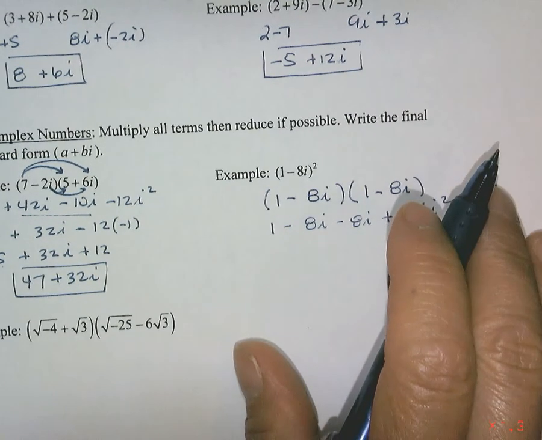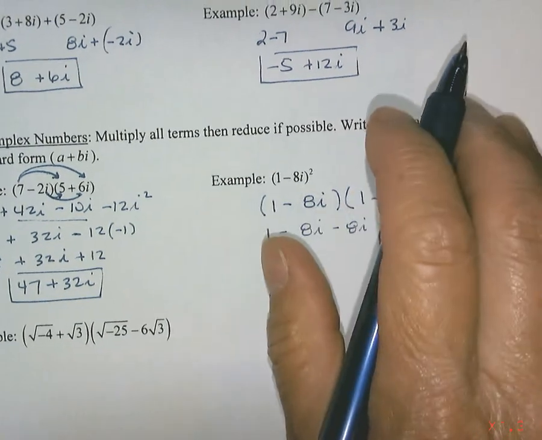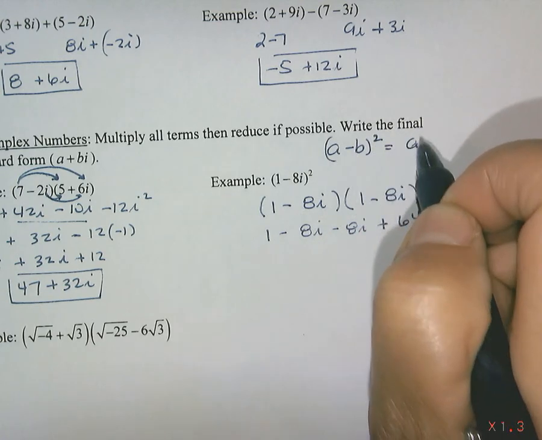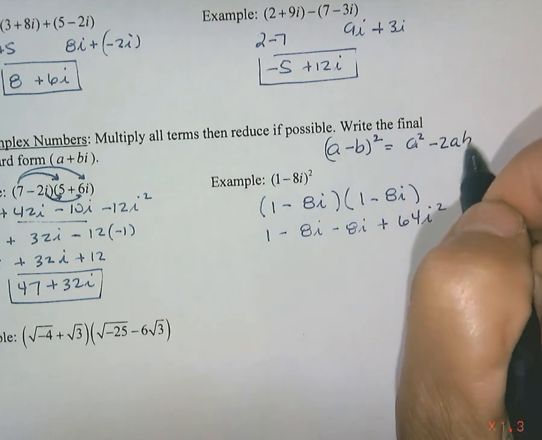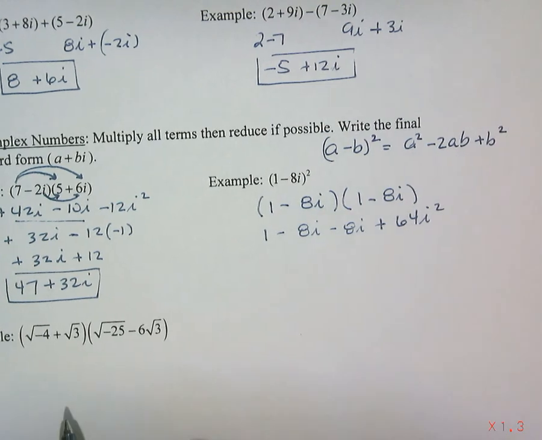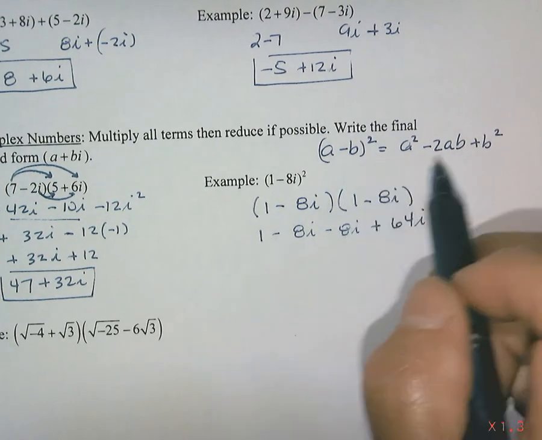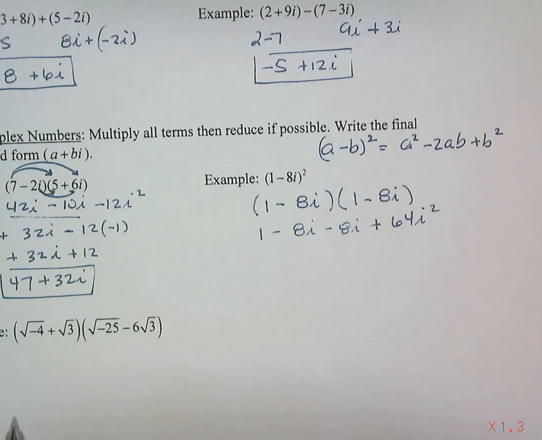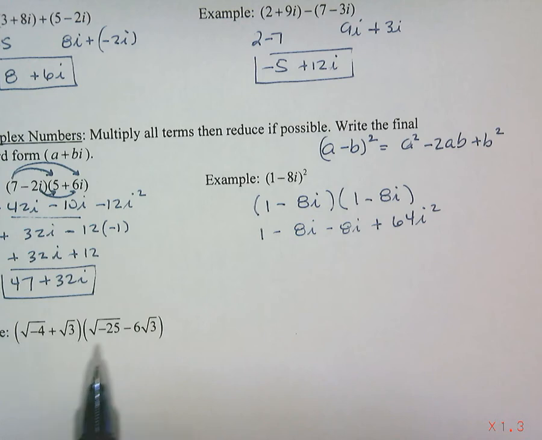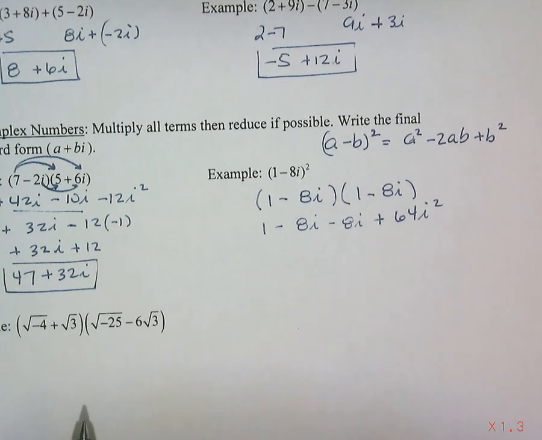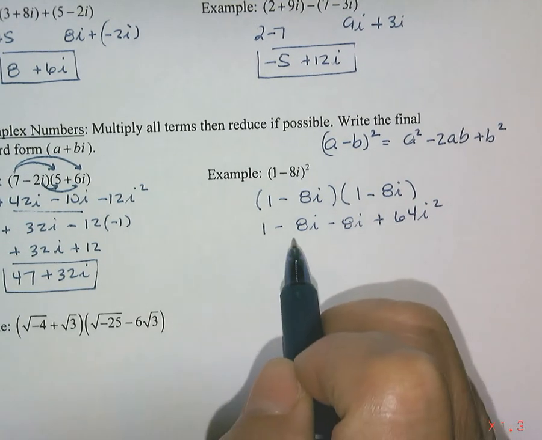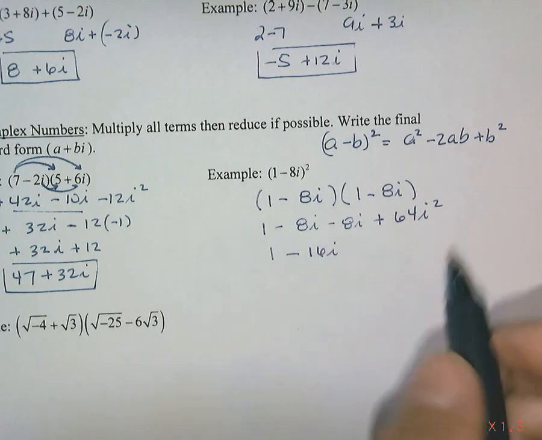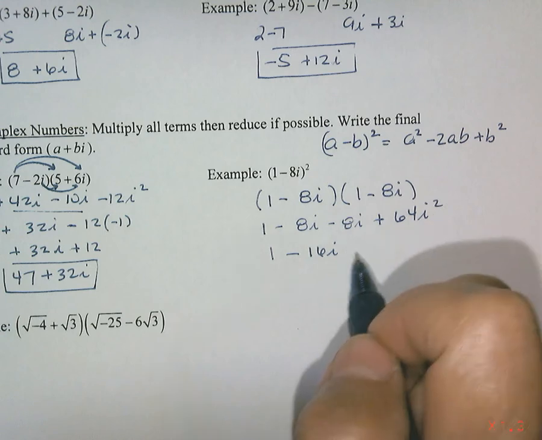In mathematical terms, you can see a minus b squared is going to equal a squared minus 2ab plus b squared. This is a perfect square trinomial, and we'll talk about this later. In math, there's a lot of patterns, and if you can recognize patterns, it makes your work a lot simpler. I'm going to combine these two like terms now, so I get 1 minus 16i. I'm going to replace the i squared with a negative 1.